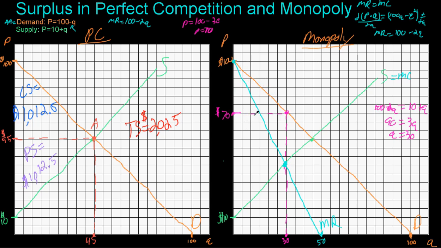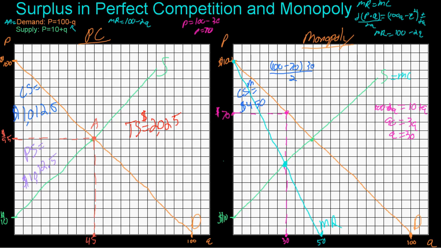And in this case, the area of that triangle will be 100 minus 70, that's the height, times the base, which is 30, all over 2. So 100 minus 70 is 30, times 30 is 900, divided by 2 is 450. So consumer surplus, and I'll put an M up here for monopoly, is equal to $450.